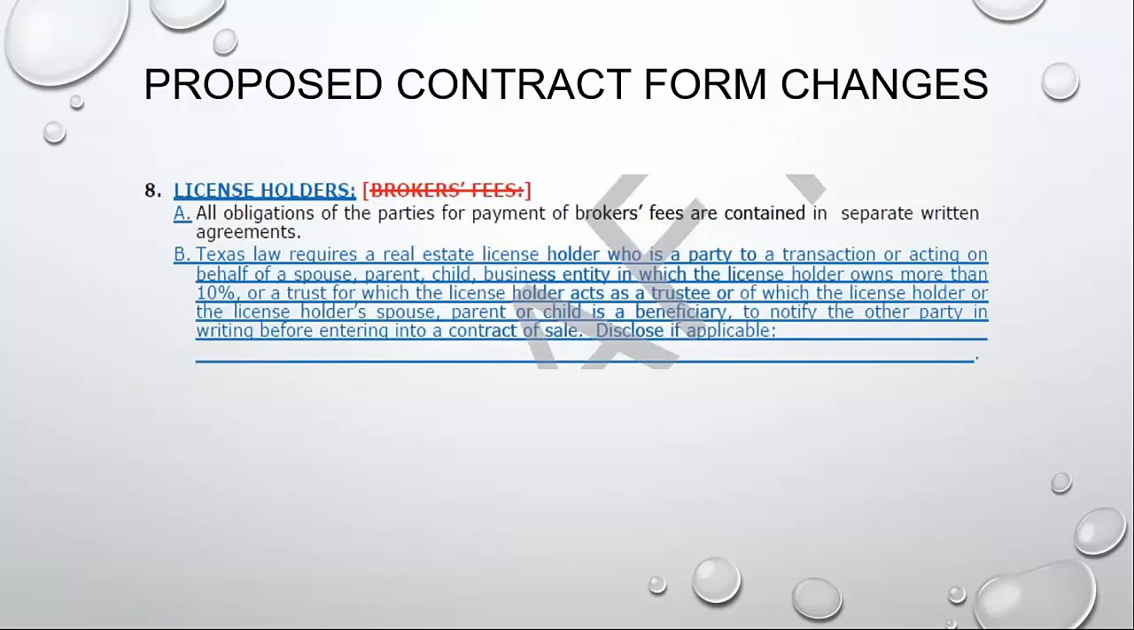Paragraph 8 used to be a paragraph called broker fees, and that simply said that our broker fees are contained somewhere else, and they're in the listing agreement only. And the title of that paragraph was changed to read license holders, and the first paragraph remains the same, and then here comes the paragraph that was removed from paragraph 4 about representing a parent or business entity or being involved in a trust for the property. So I just moved that other paragraph here and changed the title of the paragraph to license holders. No big deal.